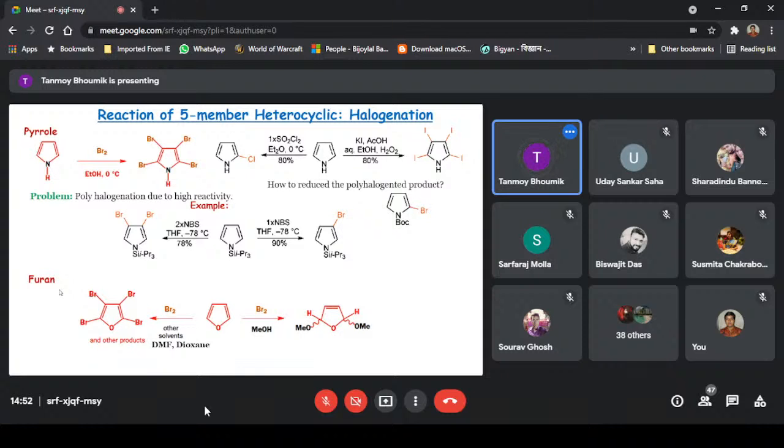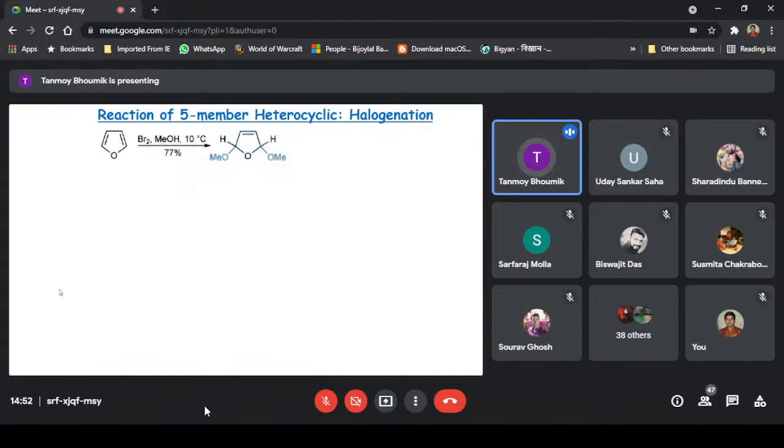So after that, whenever the furan is treated with bromine in methanol, we are getting a saturated compound, where this saturated compound is an acetal type compound. And whenever we use bromine in DMF or DMSO, then the tri-substituted bromine furan is obtained. But what happens whenever we treat this furan with bromine in methanol at 10 degrees Celsius? Then both the OH group and the O group are joined at the same carbon. So it has a different mechanism.